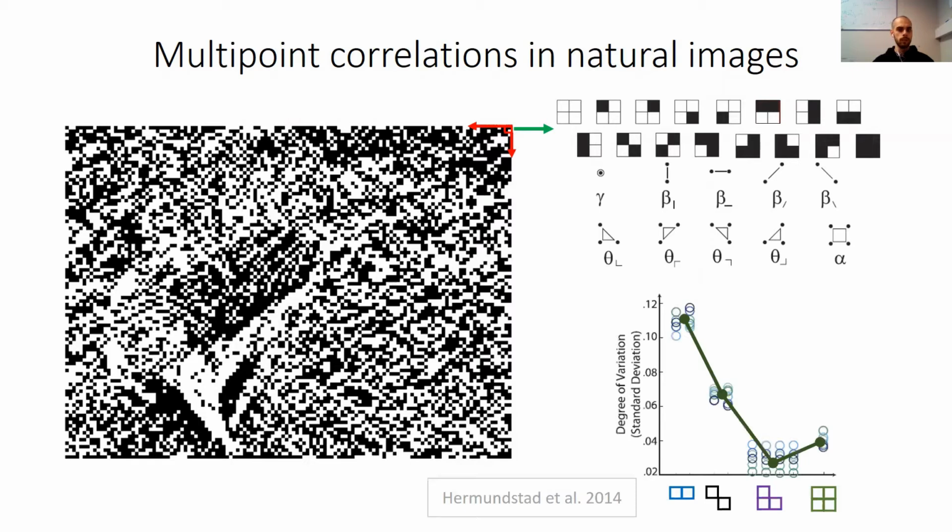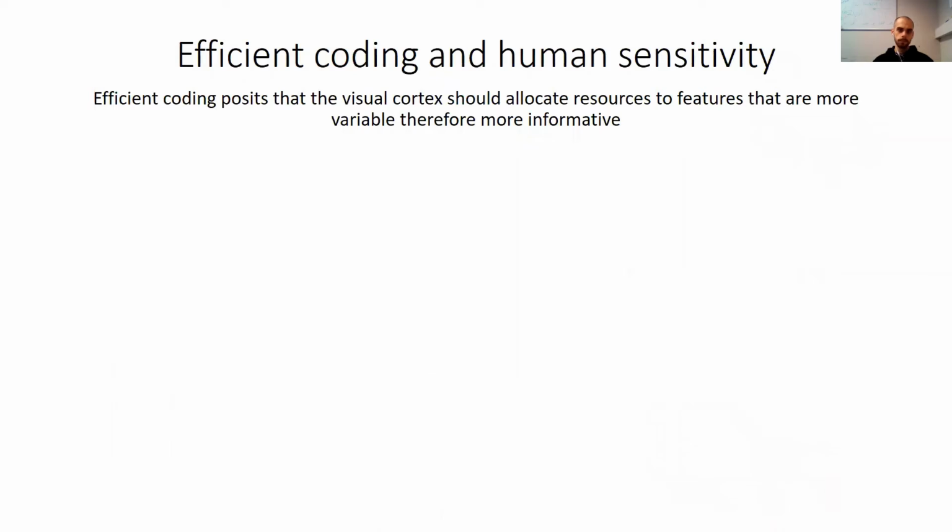Measuring the variability of these correlations across many patches of natural images revealed the presence of a specific ranking, with 2-point correlations being more variable than 4-point correlations, which are more variable than 3-point correlations. This ranking is particularly interesting because it's a unique property of natural images and is not found in random noise.